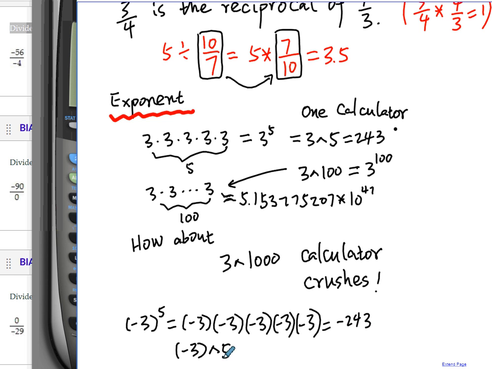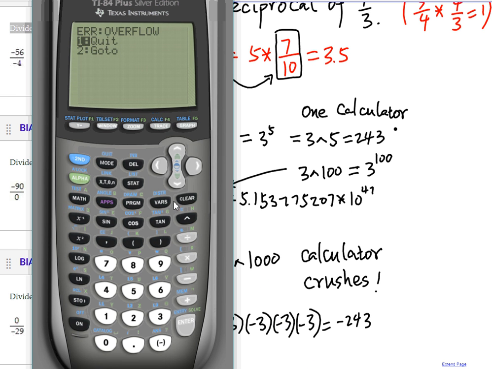On your calculator, you want to do it in this way. You put parentheses, negative 3, and then to the 5th, negative 243.